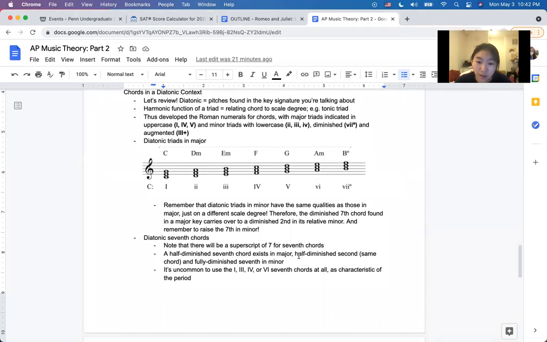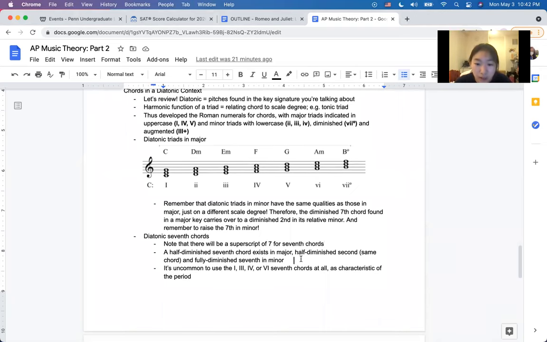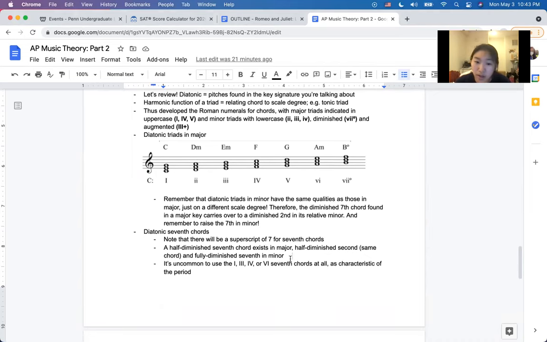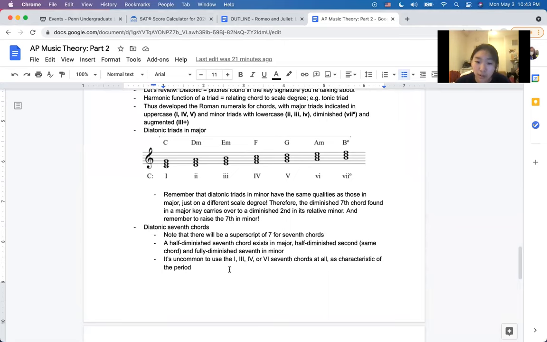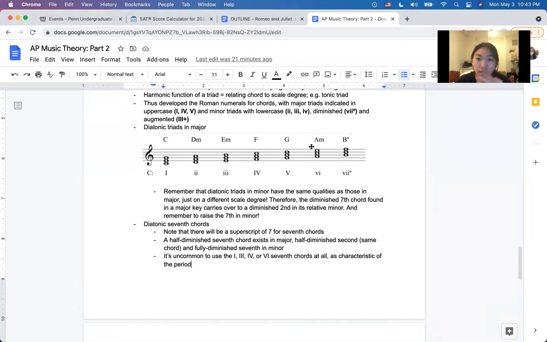A half diminished seventh chord exists in major, and a half diminished seventh exists in minor, which is the same chord really as that of major. And so does a fully diminished seventh in minor, which, recall, doesn't exist in major. It's really uncommon to use the 1, 3, 4, or 6 chords for seventh chords at all, seeing as that's not really characteristic of the period.